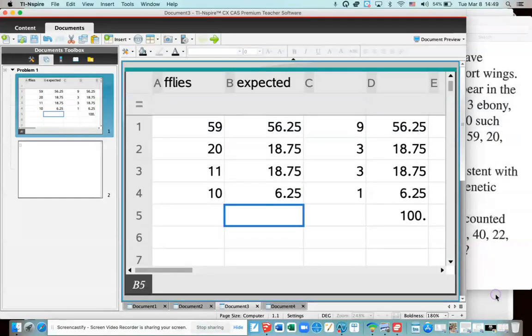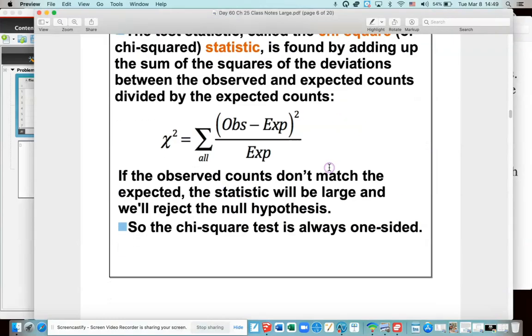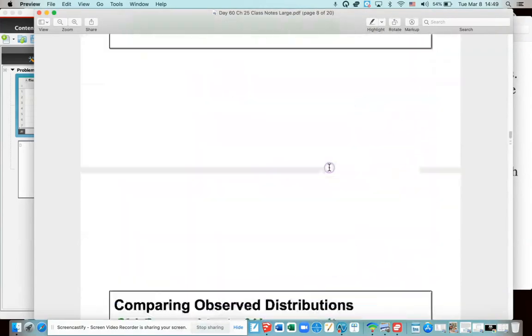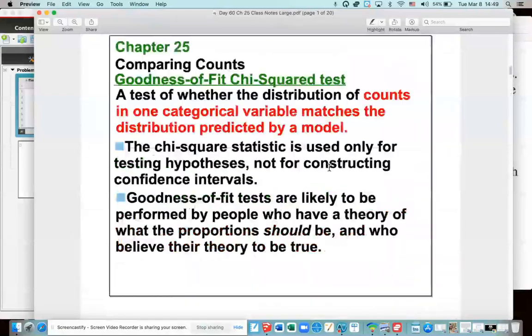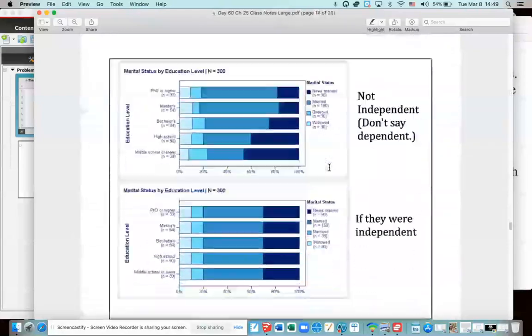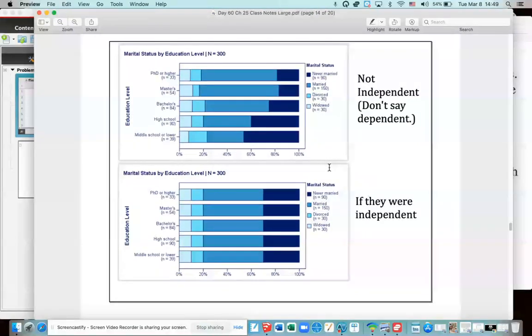So let me go back to the notes real quick to stick this in your head. This isn't exactly what you're doing, but it's close. Sorry, I'm going the wrong way. I'm looking for this graph. Now this is more for when we do chi-squared of independence, but I'm just going to use it right now to make a point.